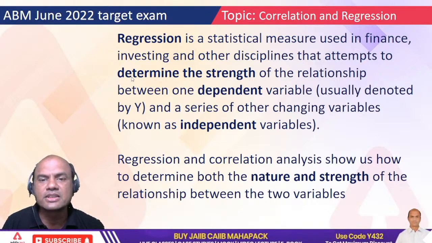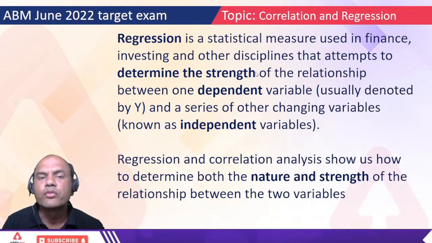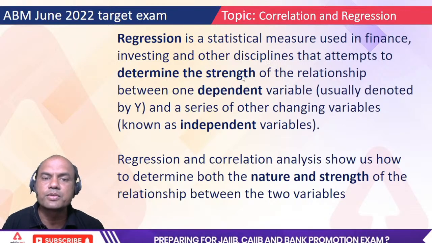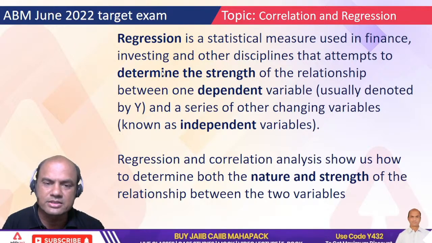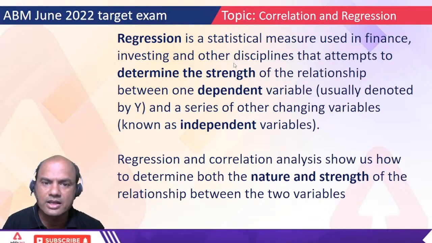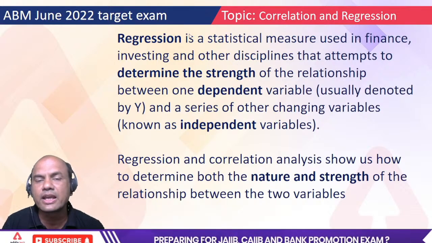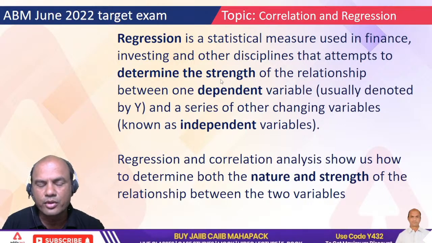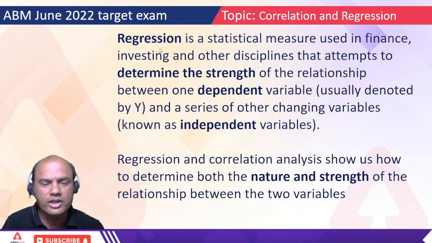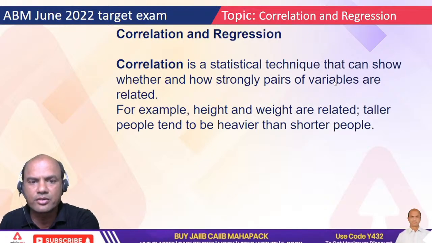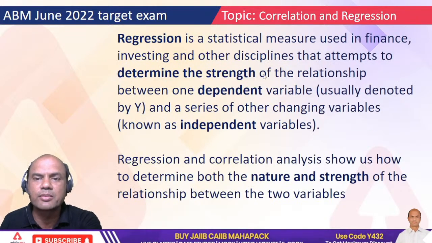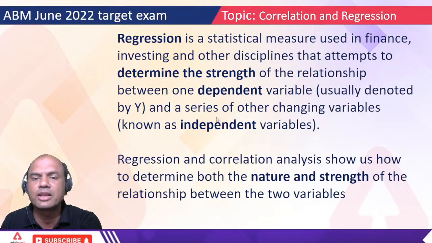It determines the strength of the relationship. For determining the strength, always remember we have a coefficient of correlation called R, and that R is used in both the correlation as well as the regression. In regression, actually we have a line y equals a plus bx. There we find a and b. We'll see it immediately now. So, what is correlation? How strongly the pairs are related. And regression attempts to determine the strength of the relationship between the dependent variable and the independent variable.